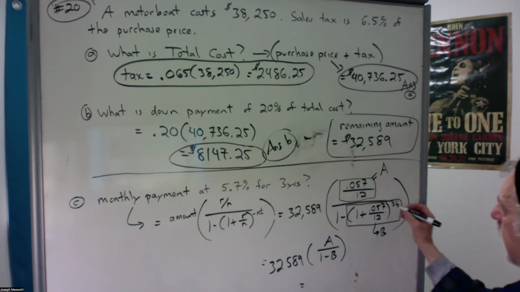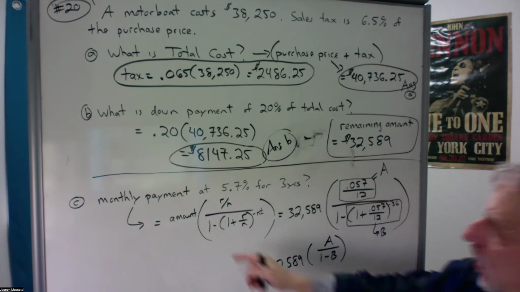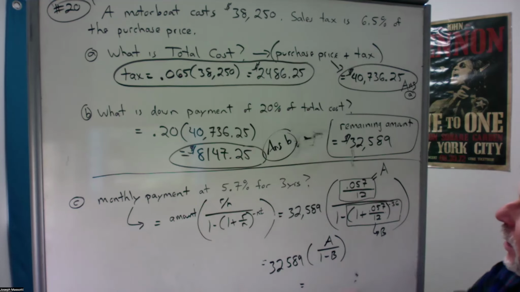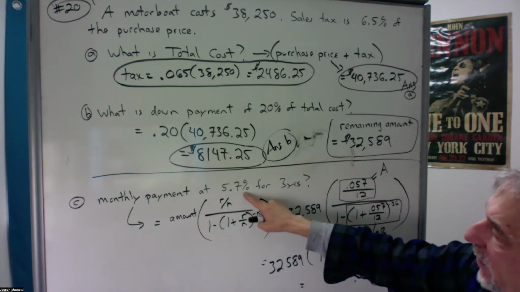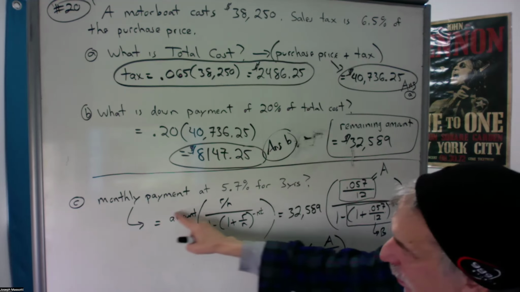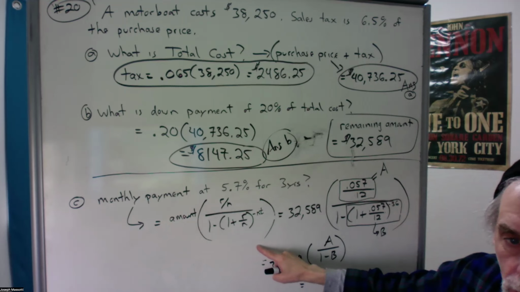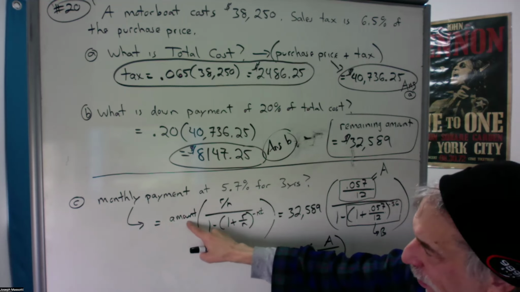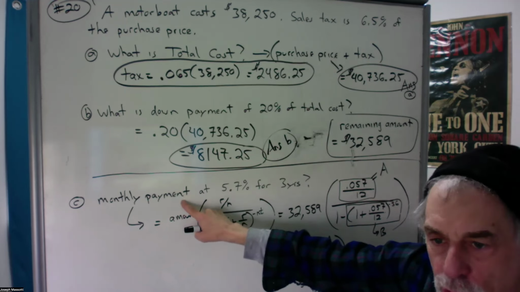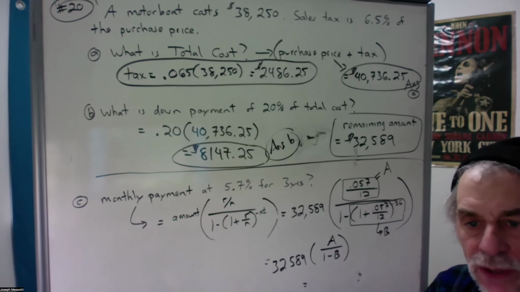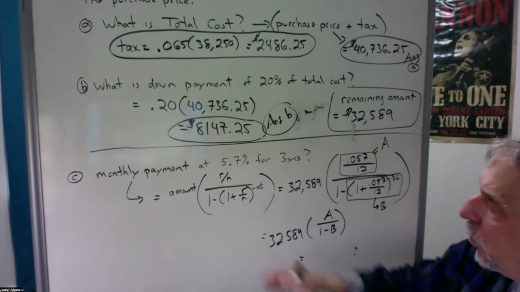So for part C, we're asked the monthly payment for that remaining amount if it takes 3 years and given this rate. Well, this is our formula for monthly payment, the remaining amount. Then we take the rate over N, which is always going to be 12 for this question about monthly payments. N will always be 12.